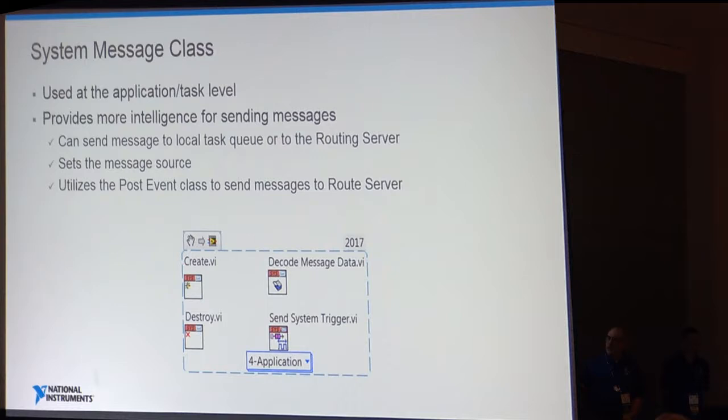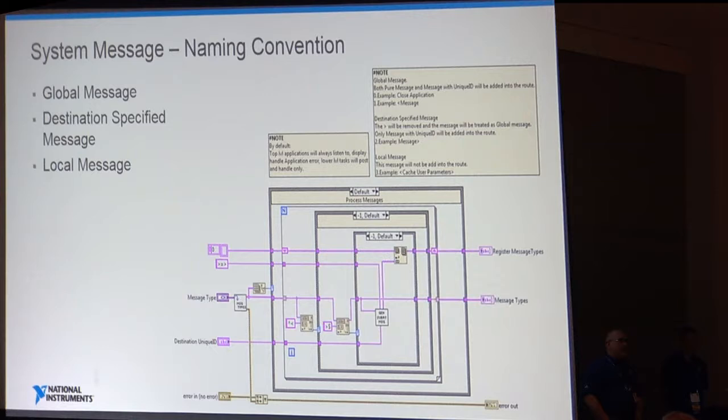It also has some intelligence, because not everything has to go through the message router. If you're sending yourself local messages, we have a naming convention that will allow you to either send to your own queue or go out to the message router. It's done strictly by naming convention. So we have global messages, which go through the message router. You can also have a destination specific message, so you can have point to point messages, and you can have your local message, which just goes to yourself.